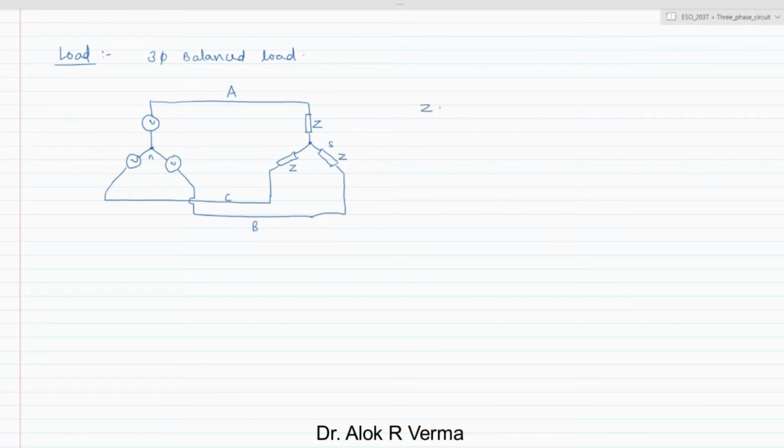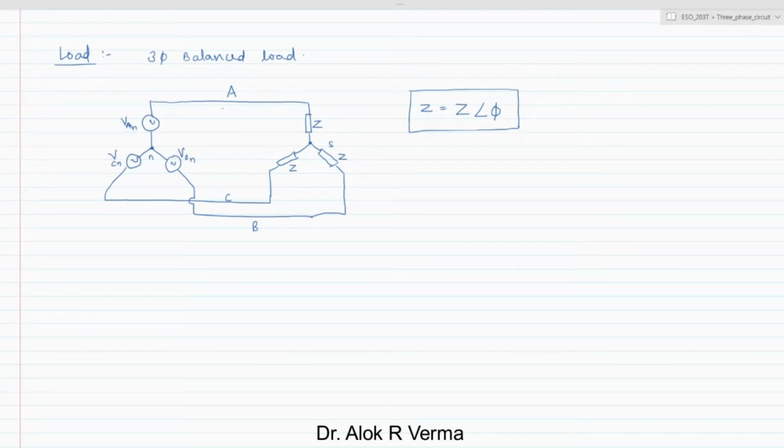So Z is basically, so this is the magnitude and this is the phasor. So Z angle phi. So this is the impedance which is offered or connected to each of the loads irrespective of the phases. So here this is neutral, then this is VAN, VBN, VCN. So these are the phase voltages.